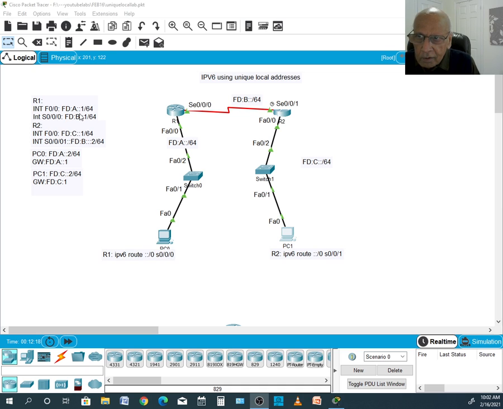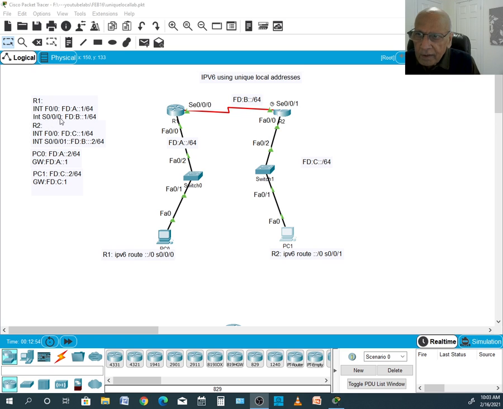So FD:A is my network ID. Then colon colon means the other side is the host, that is the host ID: 1. Just like normal IP addressing, where you say I want to give addresses 1 to 254, same way here. I want to make it very easy. So my interface is going to have the IP address FD:A::1/64. You have to mention the prefix so that the system will know which portion is your network ID. So the first 64 bits on the left-hand side will be the network ID.